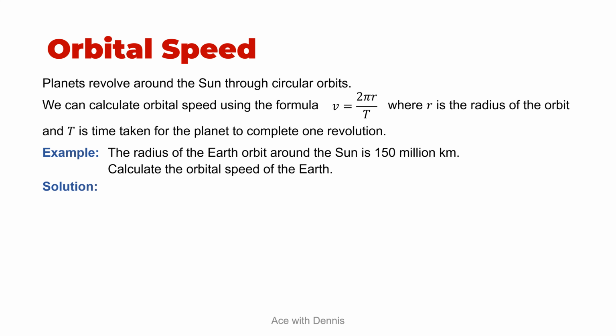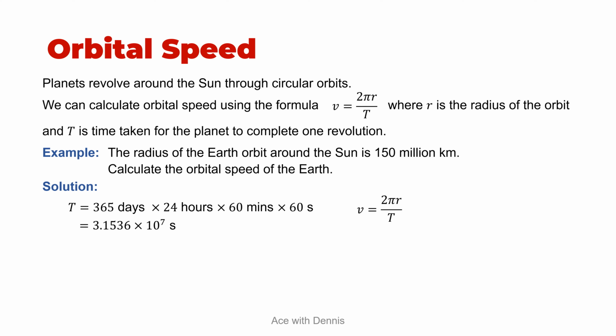So here's the solution. We know that the Earth will take 365 days to complete one revolution around the Sun. So we need to convert this time into seconds. So 365 days times 24 hours times 60 minutes times 60 seconds, and we'll get 3.1536 times 10 to the power 7 seconds.